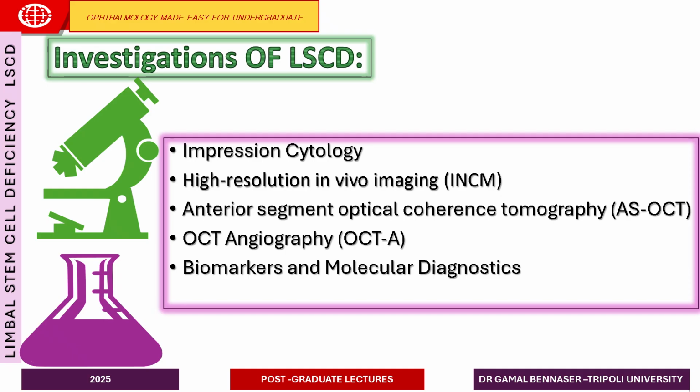Now, as far as the laboratory investigation for a patient suspected of having limbal stem cell disease, the main investigatory points are the impression cytology, the use of high resolution in vivo confocal microscopy, the use of anterior segment OCT and anterior segment OCT angio, and finally some biomarkers and molecular diagnostics. We will go one by one and discuss each one of these diagnostic tools.